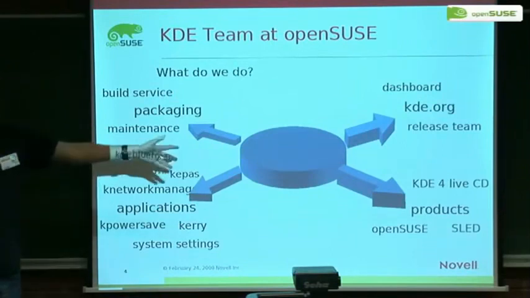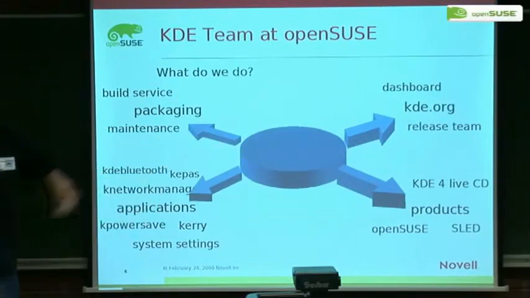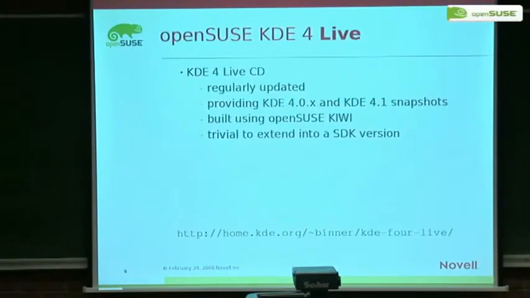And then all that comes together and that goes into openSUSE products, which is openSUSE 11, which is SLED, which is the live CD, everything which is something you can take with and install. So what's the live CD? It is a live CD built using KIWI, built using packages that come out of the build service, and we make sure it's regularly updated. I mean, during the KDE4 release cycle, we were updating that like twice a week.